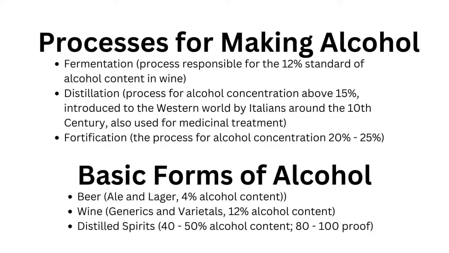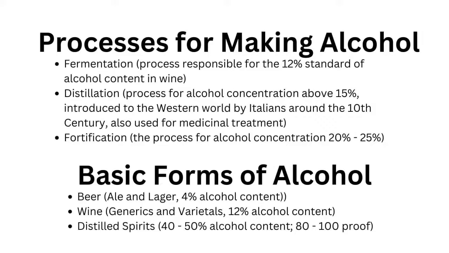As far as wine is concerned, there are two basic forms of wine: generics and varietals. Those are 12% alcohol. Then you have distilled spirits, your whiskey and things like that, which can be as high as 40 to 50% alcohol. If you look at the top of the chart, under processes for making alcohol, I have listed that the fermentation process is responsible for the 12% standard of alcohol content in wine. We talked about that.